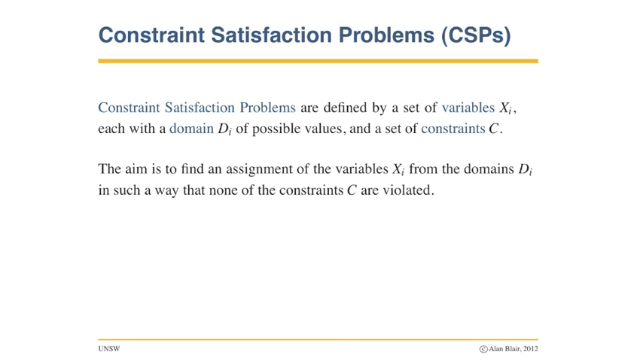So this is the definition of a constraint satisfaction problem from the textbook. It's a set of variables xi, each with a domain di of possible values, and a set of constraints c. And the aim is to find an assignment of the variables xi from the domains di in such a way that none of the constraints are violated. And when you look at this definition, you may say, well, this just looks like a lot of mathematical mumbo jumbo, but I think if we look at some concrete examples, we'll understand better what's going on.